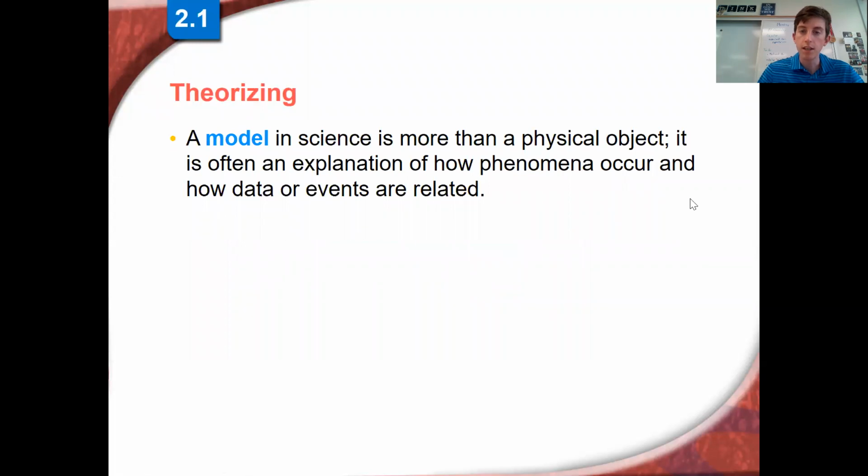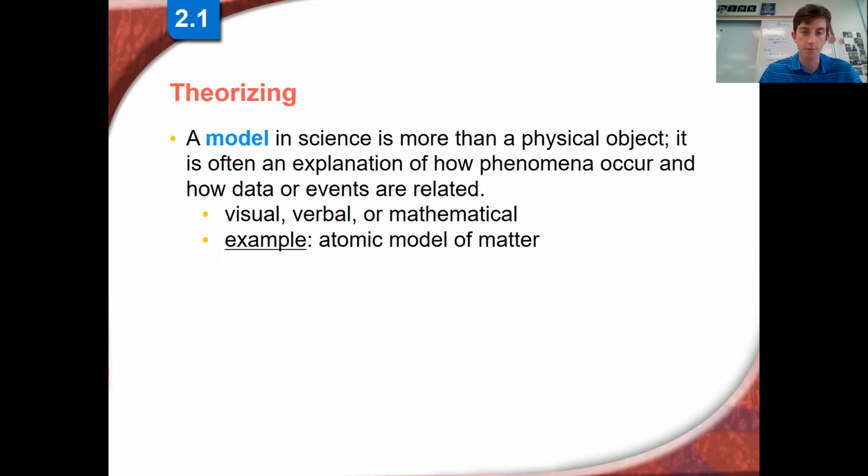A model is not just a physical object, it's often an explanation. So, we have like model airplanes, that sort of thing, but then there's like the atomic model or the model of the atom. That's not necessarily something you can hold, it's more of a concept. It could be mathematical, or it could be visual or physical.